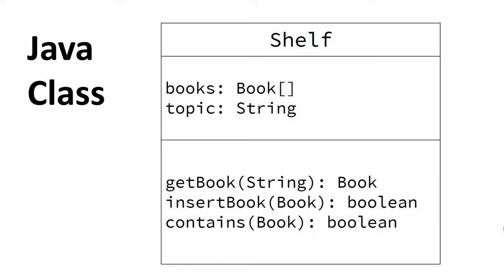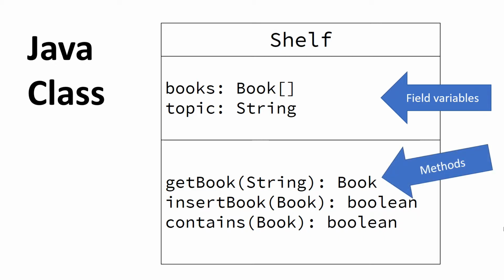Now in Java, here is what the UML diagram for a shelf might look like. We have the name at the top, and then we have the properties or attributes in the middle section. We have books, which is an array of book objects, and topic, which is a string. And the book object we would have to define elsewhere as another class. So these are the field variables for a shelf. Down below we have three behaviors or capabilities: getBook, insertBook, and contains, which return a book, a boolean, and a boolean. And these are called methods. The methods are sometimes called functions or procedures in other languages as well.